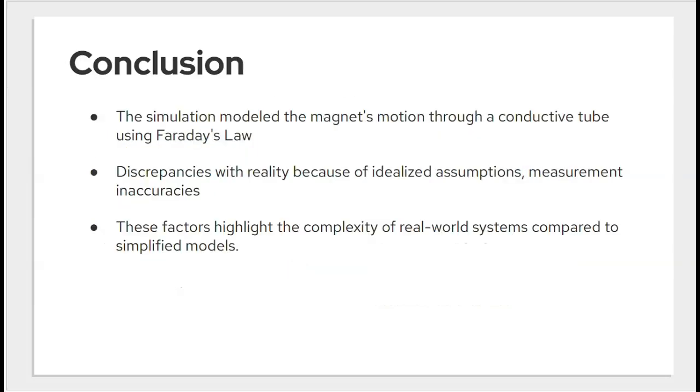So a quick conclusion: the simulation modeled the magnet's motion through a conductive tube using Faraday's law, and there were discrepancies because of idealized assumptions and measurement inaccuracies. And then lastly, the factors all come together to highlight the complexity of real-world observations versus just simplified computational models.